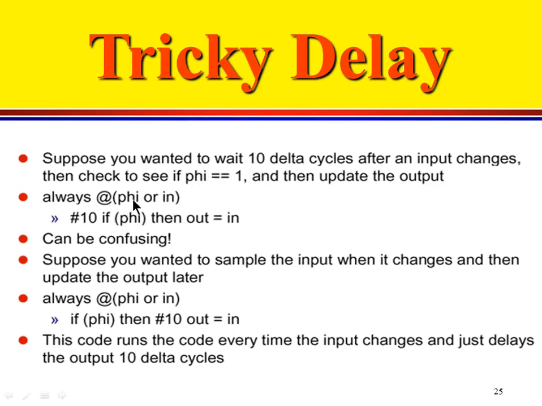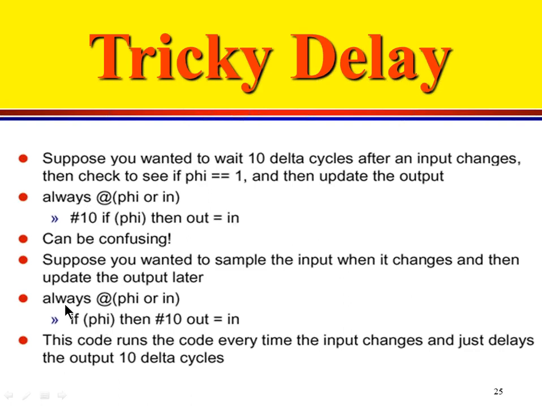Always at phi or in. This is my sensitivity list. Any change in phi signal or any change in in signal, this always block is triggered, which means this line will be executed. Inside the always block, what do we have? Hash 10. This will give me a 10 cycle delay or 10 time unit delay. Hash 10 will give me that. If phi, means if phi is equal to 1, then out gets in.